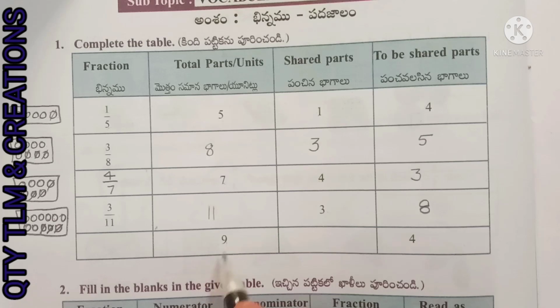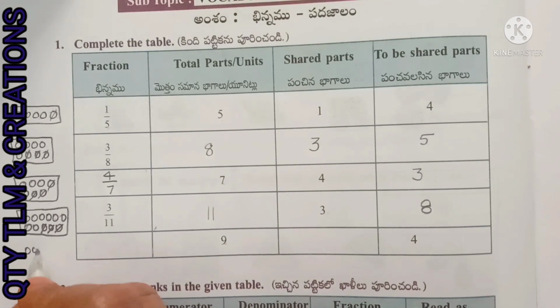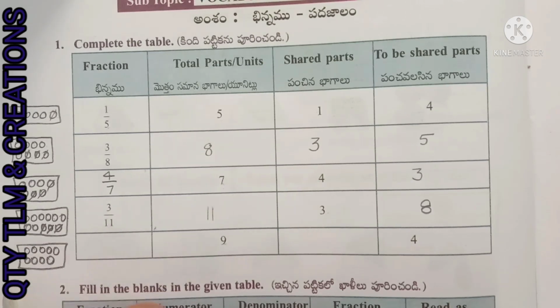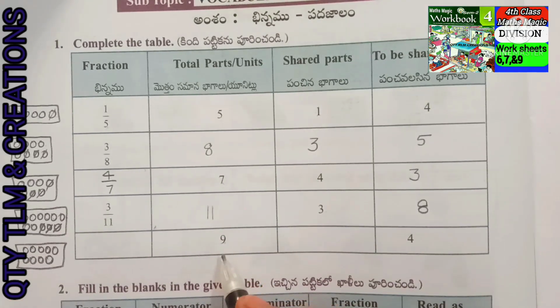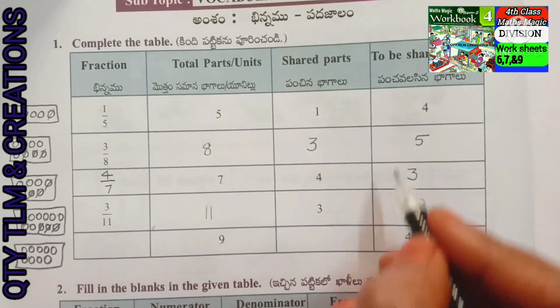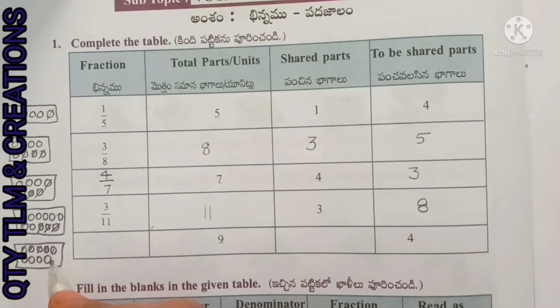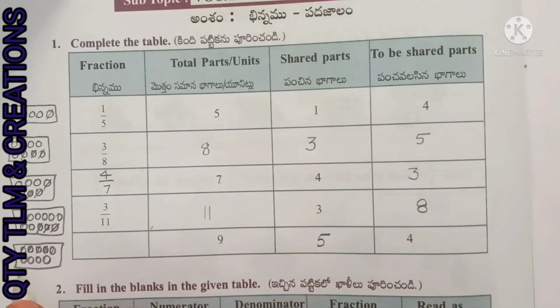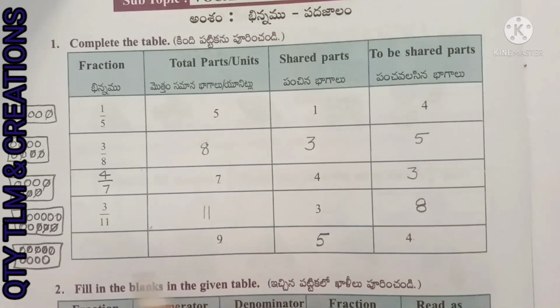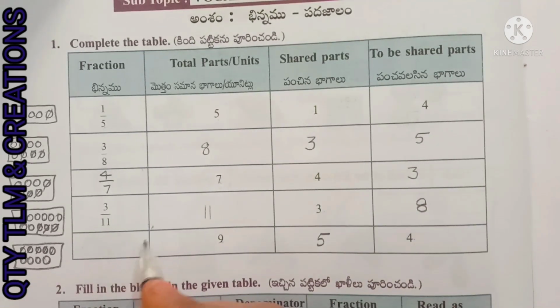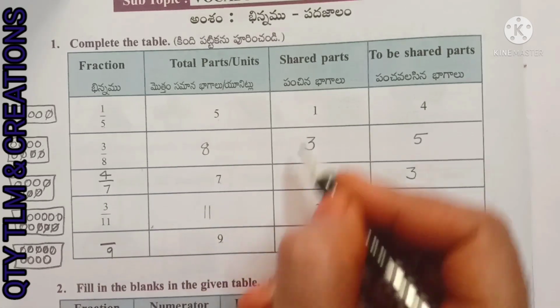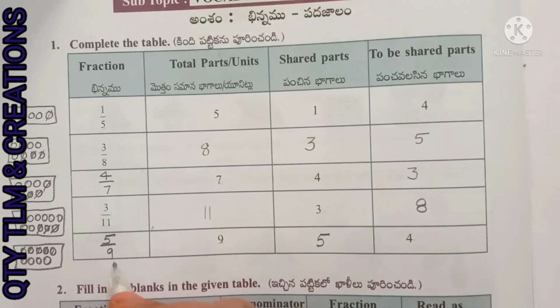Next total parts are 9. 1, 2, 3, 4, 5, 6, 7, 8, 9. This is a sheet of tablets. So total parts are 9. So to be shared parts are 4. 1, 2, 3, 4. That means the remaining tablets are shared parts. 1, 2, 3, 4, 5. Shared parts are 5. To be shared parts are 4. Here the fraction is, total parts are 9, shared parts are 5, 5 by 9.